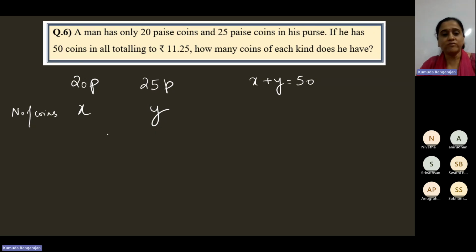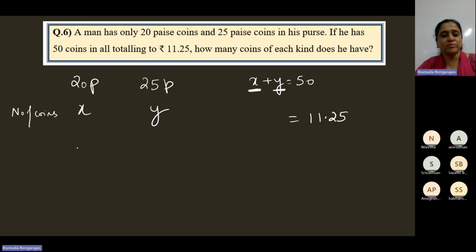So let the number of 20 paise coins be x and let the number of 25 paise coins be y. So what's the total number of coins? 50. So x plus y, the number of 20 paise coins plus the number of 25 paise coins, is equal to 50. Next is about the value of money. Value of money is equal to 11.25. So the value of all the 20 paise coins plus the value of all the 25 paise coins is equal to the total value, 11 rupees 25 paise.